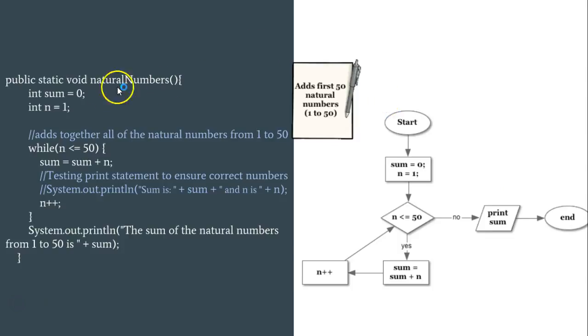So here is my code for this one. The variable declaration matches that. Commenting, saying what the code is supposed to be doing. My while loop looks exactly like my decision diamond.